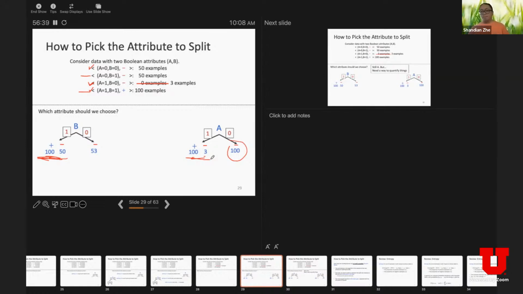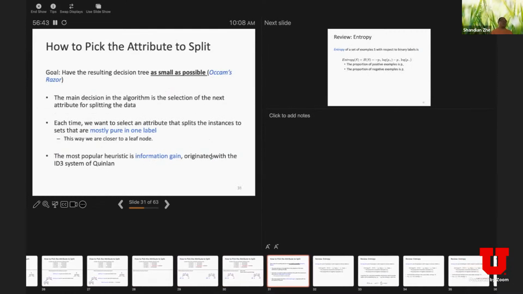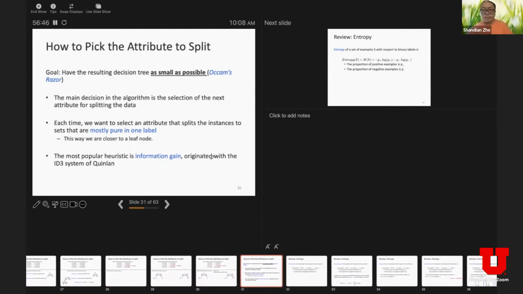Okay. So we're going to introduce the most popular heuristic. It's called information gain, right? But I have to mention that there could be a variety of metrics. Here I just introduced the most popular one, called information gain. And later we'll talk about some variants. It's called Gini index. It's called majority gain. But what is the information gain, right?